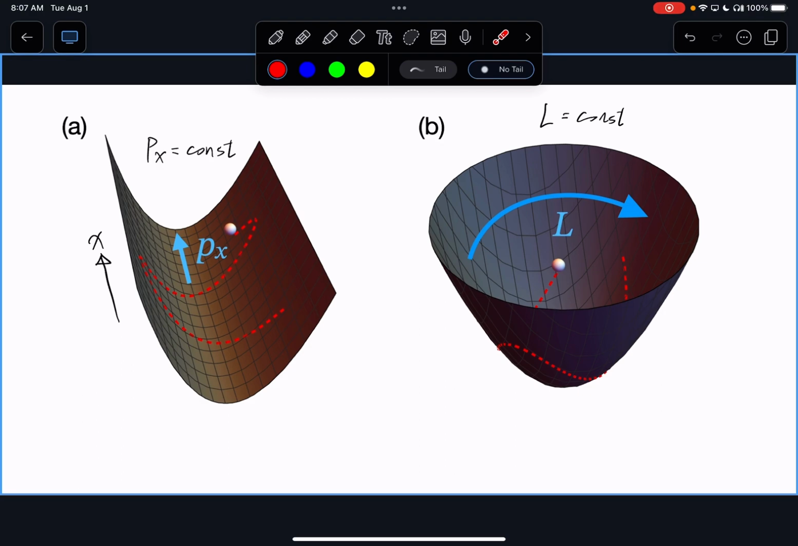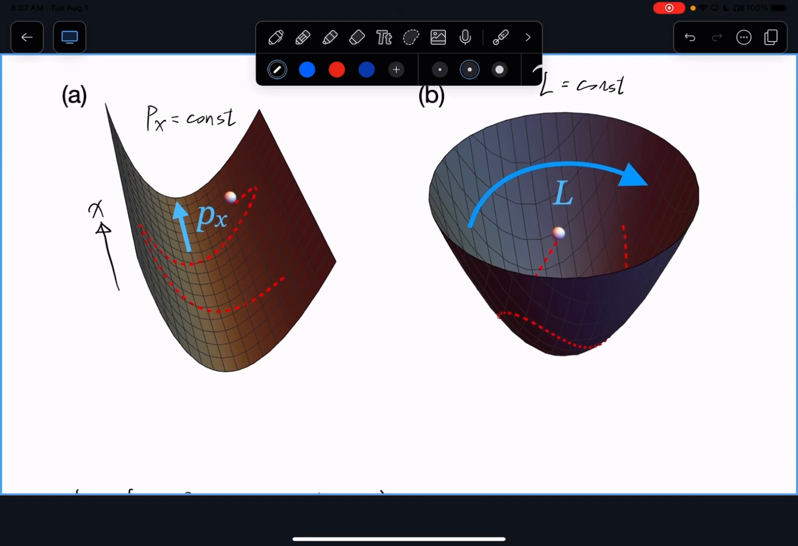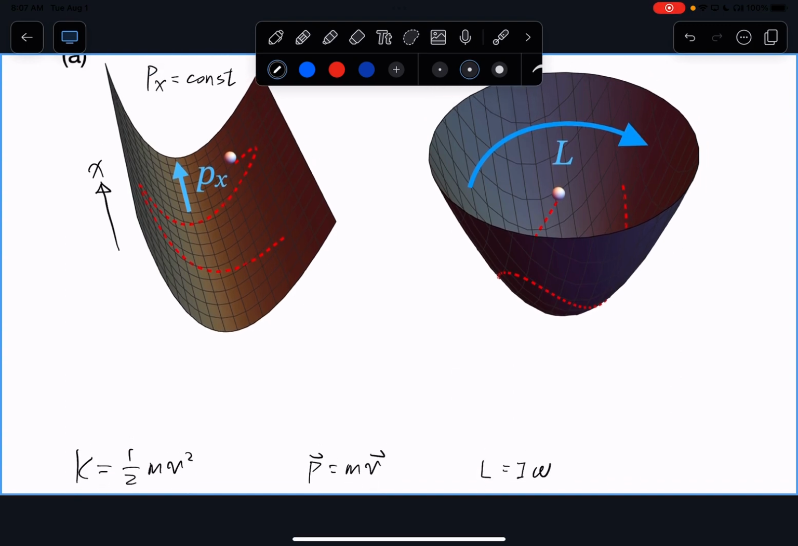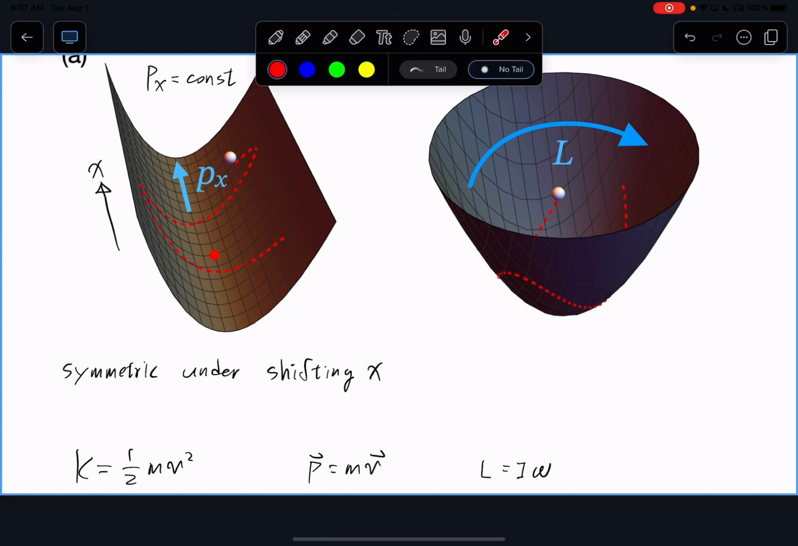All right, so Noether's theorem says that the reason this momentum is conserved is because the valley looks the same along the x direction. And if we say it in a more formal way, we say the valley is symmetric under shifting x, which means that if you shift your position along x, the valley looks the same.